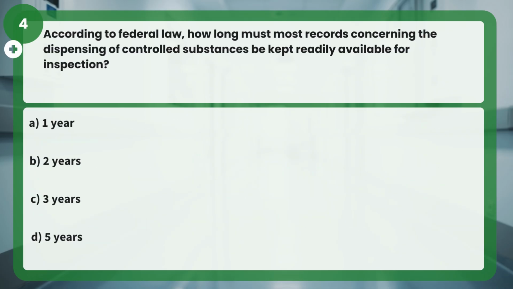Question 4. According to federal law, how long must most records concerning the dispensing of controlled substances be kept readily available for inspection? A. 1 year. B. 2 years. C. 3 years. D. 5 years.